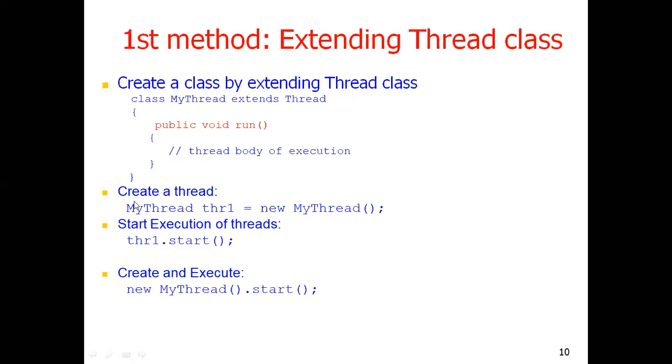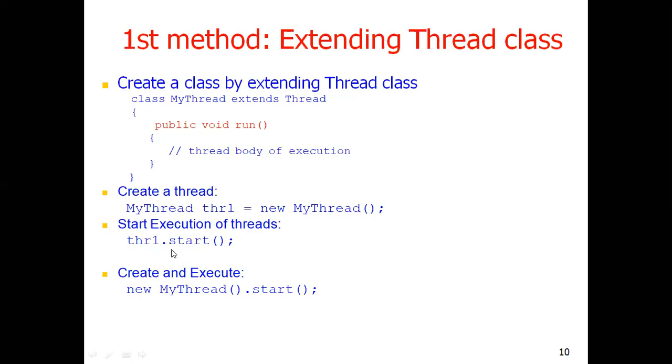Next, create a thread. MyThread is a class. You can create any number of threads for the MyThread class. So thread1 we are creating. You can create thread2, thread3, thread4, any number of threads for that class. MyThread thread1 equals new MyThread, the constructor which you are calling to allocate memory for this thread1. Via thread1 we start the execution of that thread. Here thread1 is in a new state. Once you call start, it will be in a runnable state.